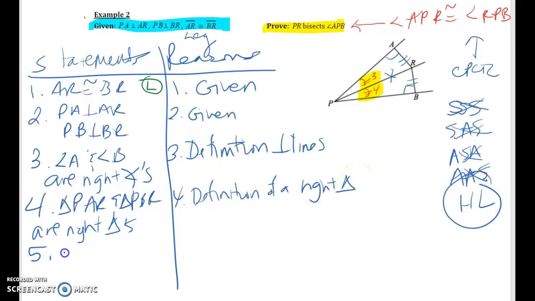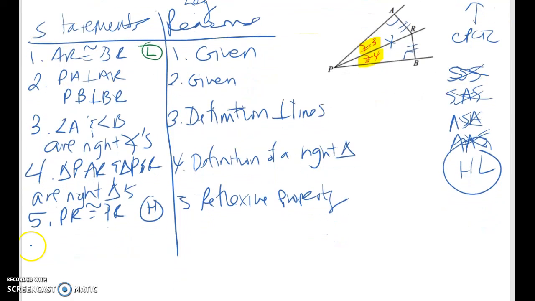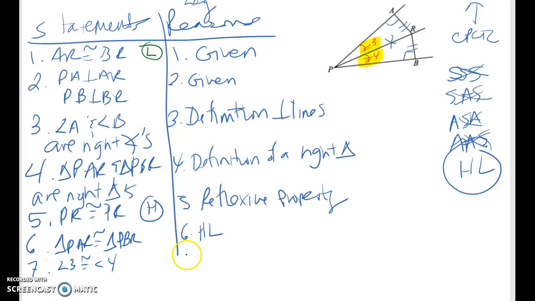I need a hypotenuse, so I'm going to say that PR is congruent to itself by reflexive. That is my hypotenuse. I've stated that the triangles are right triangles, meaning that I am allowed to use hypotenuse leg. So 6, triangle PAR is congruent to triangle PBR by hypotenuse leg. 7, angle 3 is congruent to angle 4, because corresponding angles, which are parts of congruent triangles, are congruent.